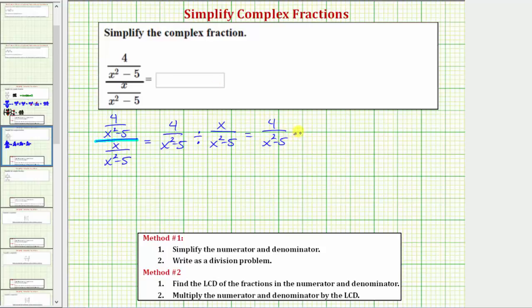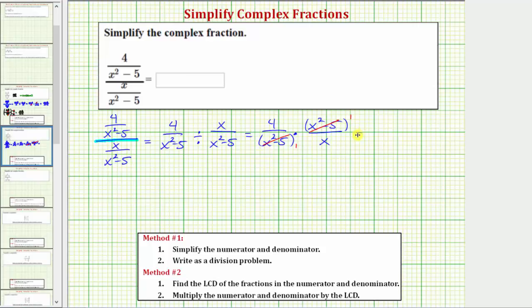Then we have times the reciprocal of the second fraction, which would be the quantity x squared minus 5 over x. So we do want to think of the quantity x squared minus 5 as a single factor, so if it's helpful we can write this in parentheses. Before multiplying, notice how we do have a common factor of x squared minus 5 between the numerator and denominator. And therefore these two common factors would simplify to 1. If we want, we can put a 1 there just to remind us these are 1s, they don't just disappear.